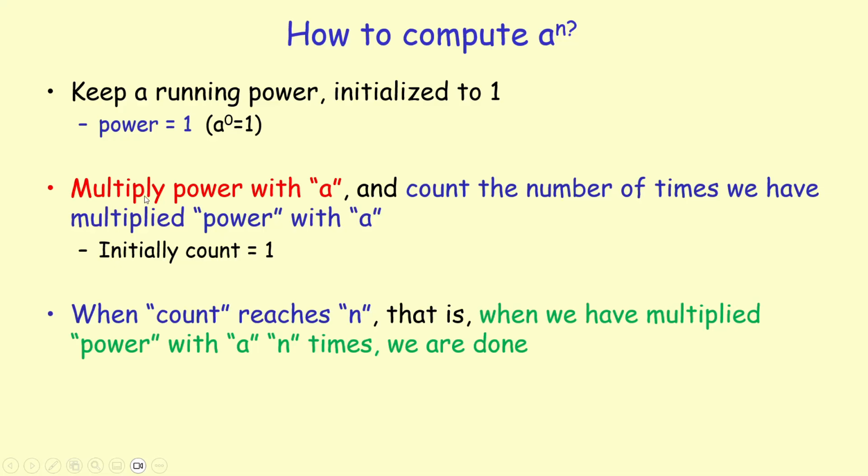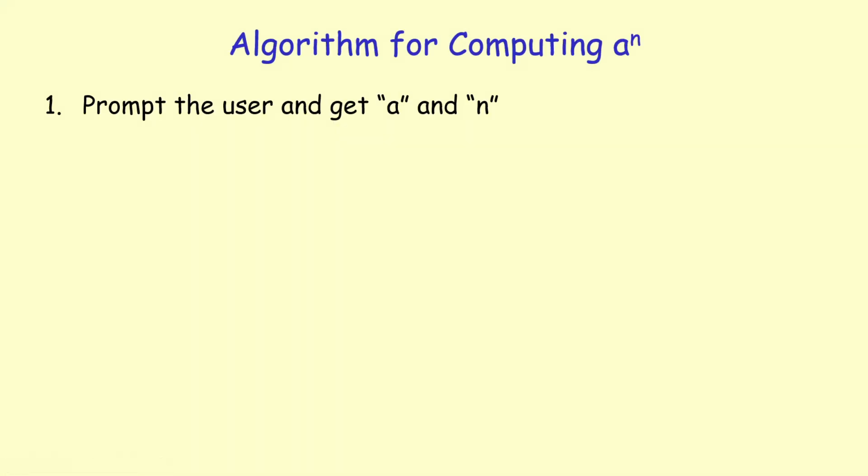That's why we multiply power with a and then count the number of times that we have actually performed this multiplication. So we need a count variable initialized to 1. And each time we perform this multiplication, we increment the count until count reaches n. That is, when we have multiplied power with a n times, we are done, right? So that's the general idea. Here is the pseudocode of our algorithm.